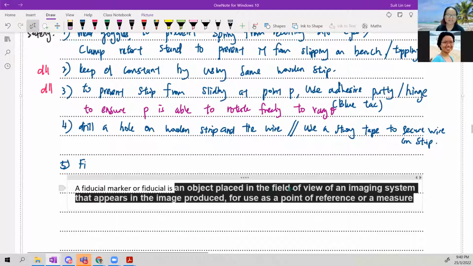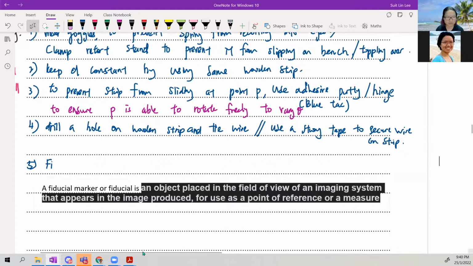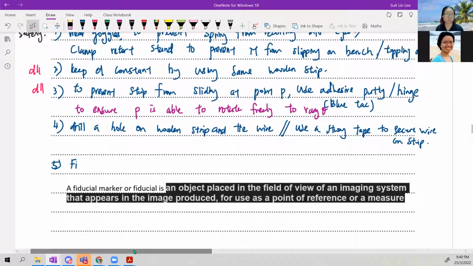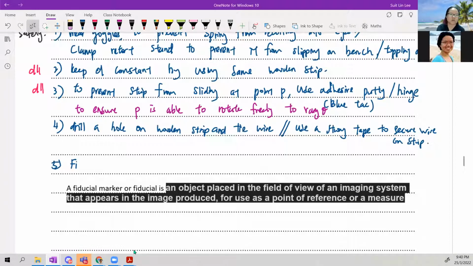An object placed in the view of an imaging system. You are the imaging system right now because you are using your eyes to measure, right? Use your eyes to take measurement. You use your eye to read the protractor. You use your eye to read the ruler. Okay, and it's used as a point of reference or a measuring position. So mainly the point here is fiducial marker is a reference point. It's used as a point of reference.